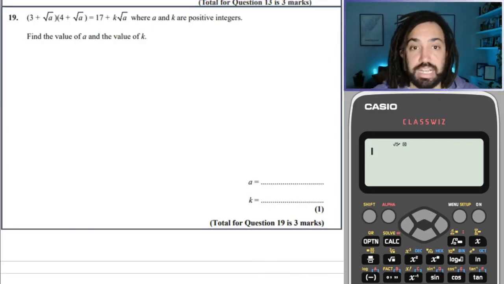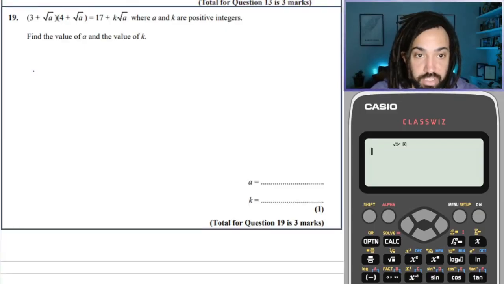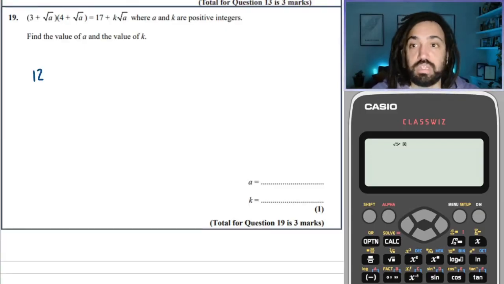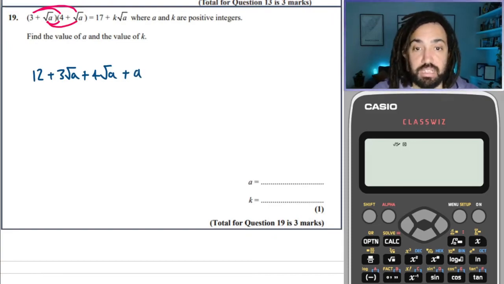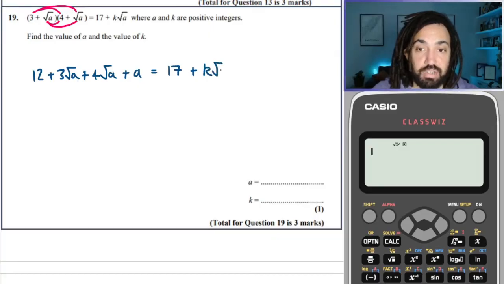Okay, next question, and looks like another one where we're going to have to multiply out the brackets. So the first one we're going to get 12, and then we're going to get 3 lots of root A, and then we're going to get 4 lots of root A, and then finally we're going to get just A. Perfect. And we're told that's equal to 17 plus k lots of root A.